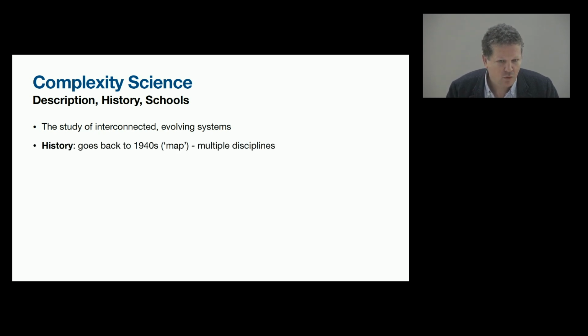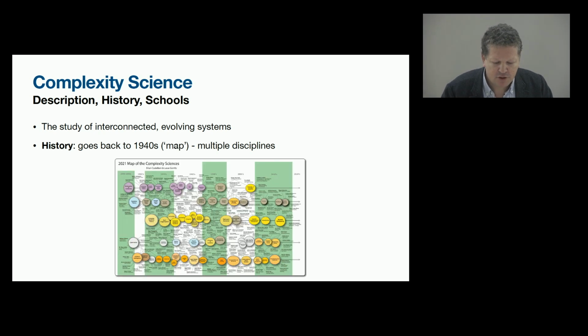There are three different ways of describing complexity science. The history is one of the ways. This is a big field now. It goes back about 80 years to the 1940s. There's this map that was produced in 2021. I'm not going to go through it in detail, I'm just going to show you it exists.